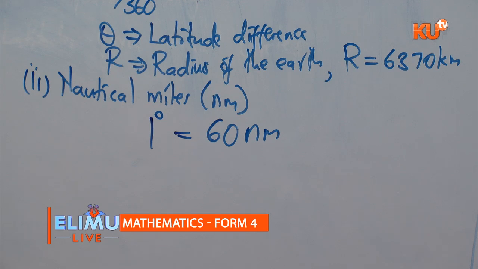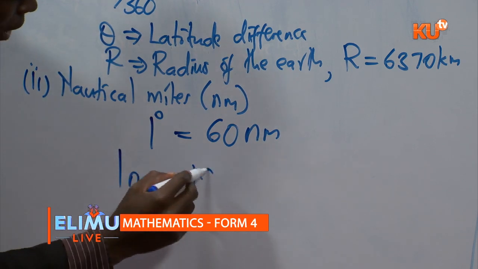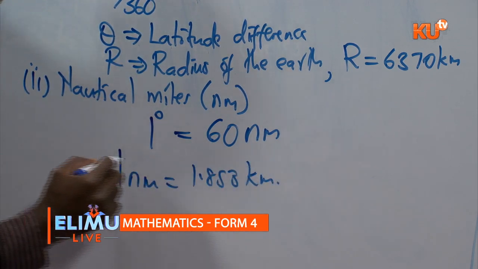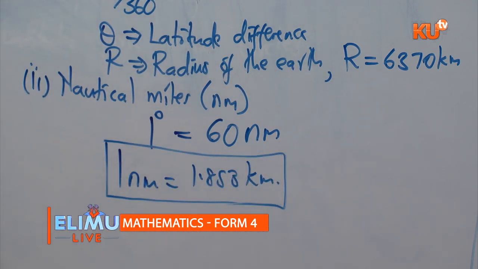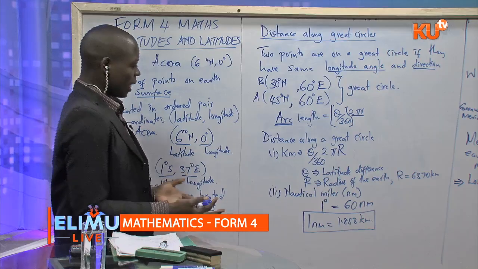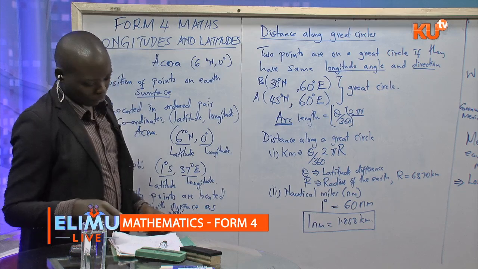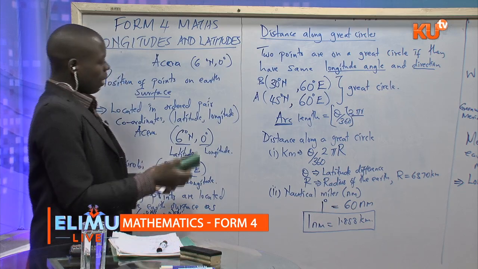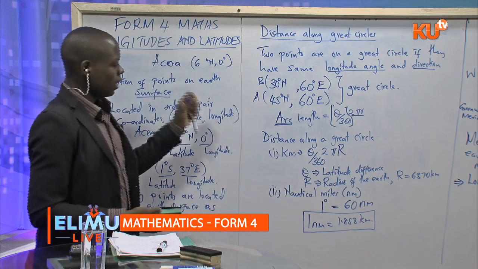However, if we calculate the direct conversion when you compare kilometers and nautical miles, we will say that 1 nautical mile is 1.853 kilometers. That is the conversion rate if we are changing nautical miles to kilometers or kilometers to nautical miles. But in the calculation, we are going to have this kind of situation. So that is how we calculate distance along a great circle in nautical miles and in kilometers.